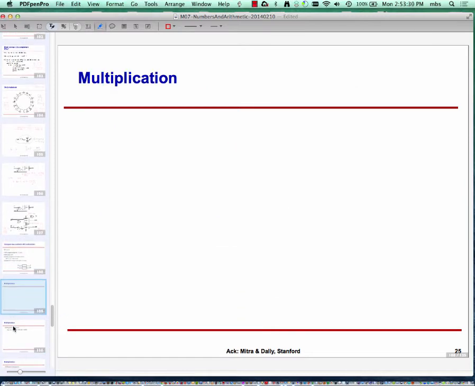Okay, so we have seen addition, we have seen subtraction, we have seen how numbers could be interpreted differently in the 2's complement way so that they can represent negative numbers. So we can compare positive and negative numbers, we can add them, we can subtract them. What about multiplication? So multiplication ultimately is an act of repeated additions, right?